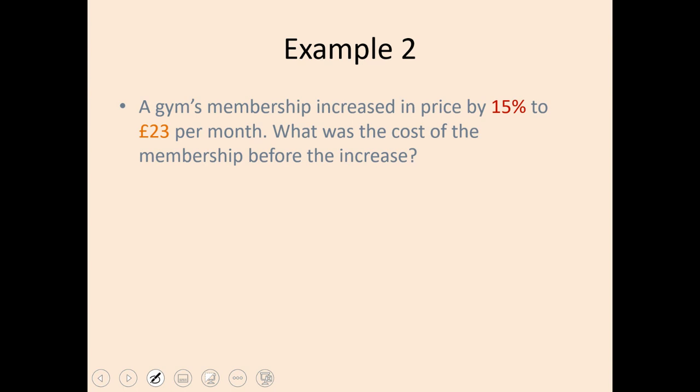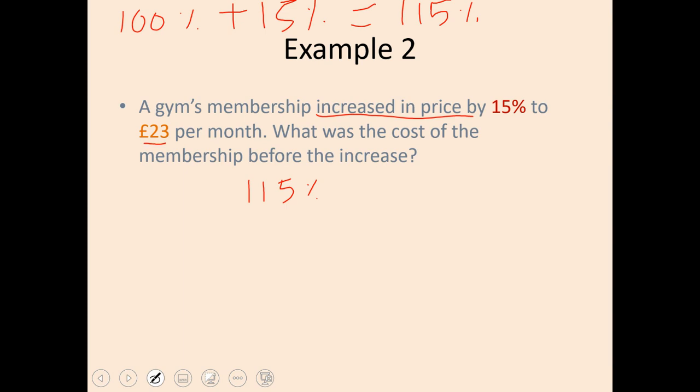This example here now, it says a gym's membership increased in price by 15% to £23 per month. What was the cost of the membership before the increase? So what do I need to do? Again, 100% is my original price, okay? Because it increased by 15%, that would be plus 15%. So the value of the gym membership as a percentage is 115%. So 115% is equal to the cost of the gym membership, which is £23.